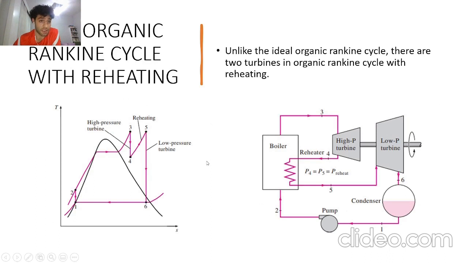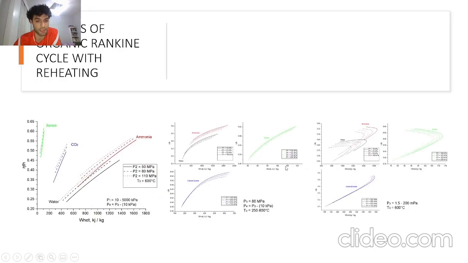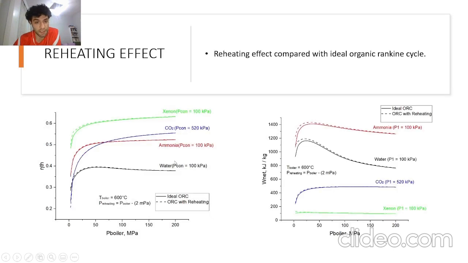And the third one, ideal organic Rankine cycle with reheating. In the reheated system, there are additional turbines, which we call the high pressure and low pressure turbine. Actually, the Rankine cycle with reheating has the same characteristics as the other ones. However, it increased the thermal efficiency a bit, and it also increased the network because of the additional turbine.